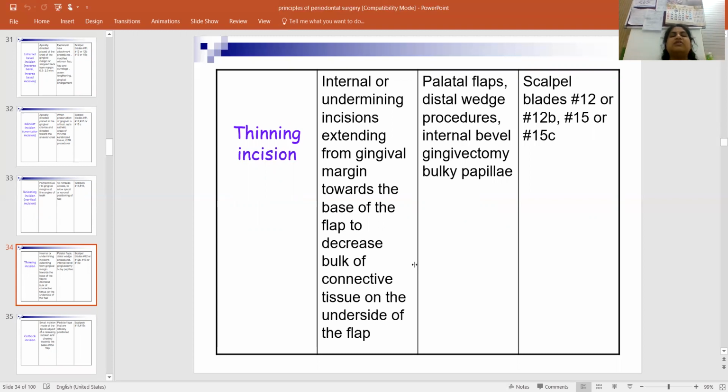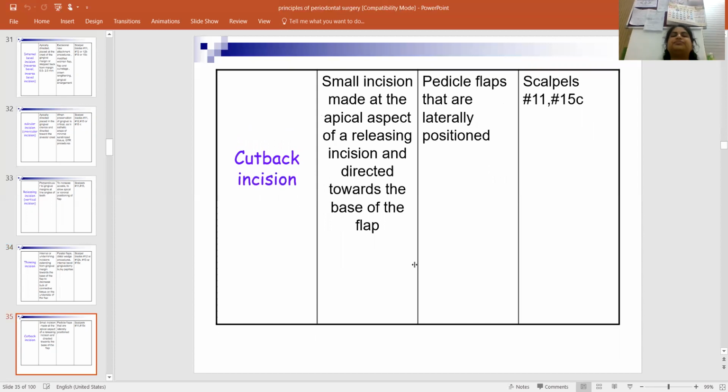Palatal flap, distal wedge procedures, internal bevel gingivectomy, bulky papillae. And for the scalpel blade, 12, 12B, 15 or 15C. So thinning incisions can be used for undermining. It extends from the gingival margin to the base of the pocket or base of the flap. So basically it is used in fibrotic gingival enlargement. So you can use the thin flap.